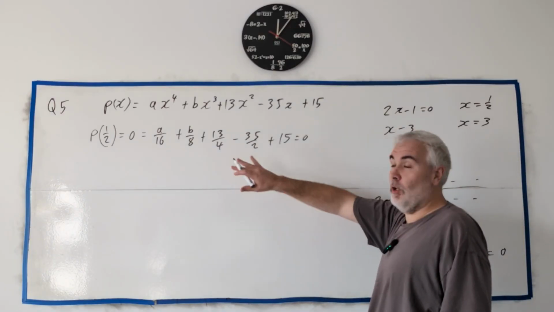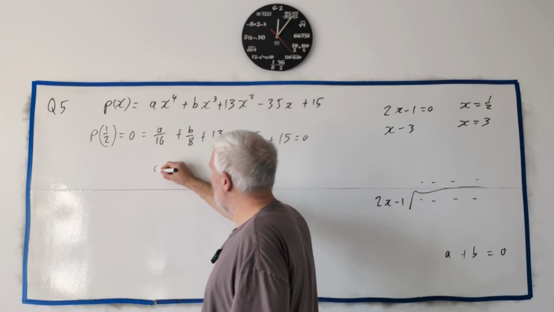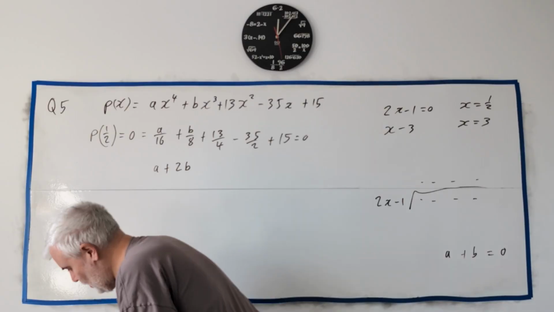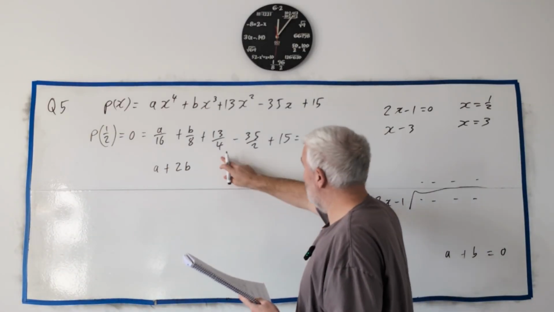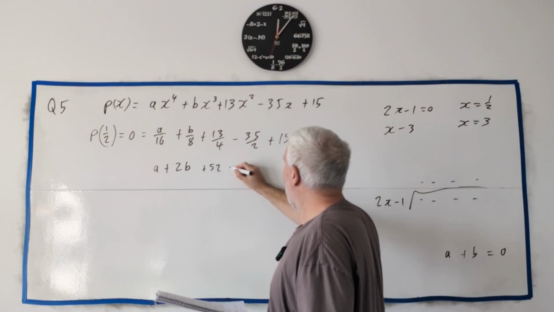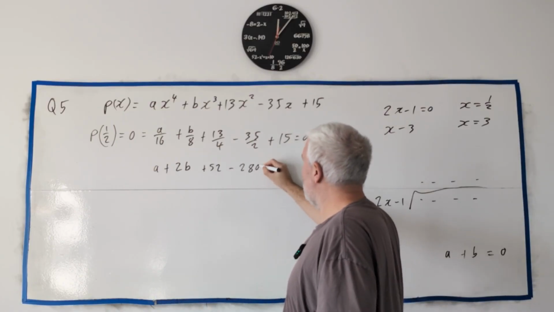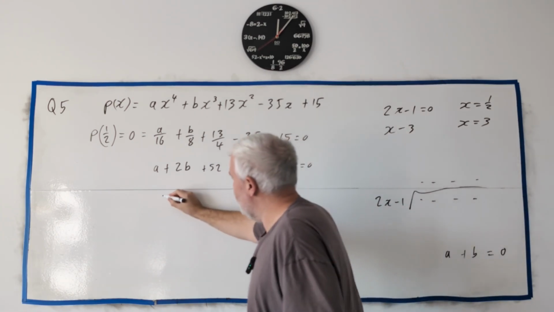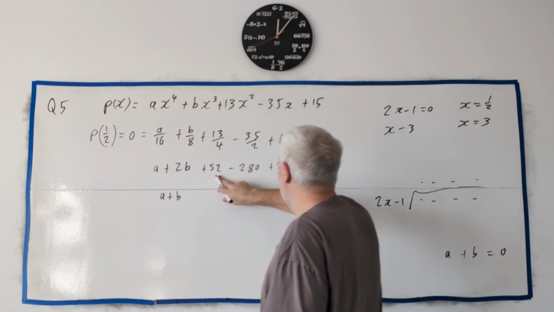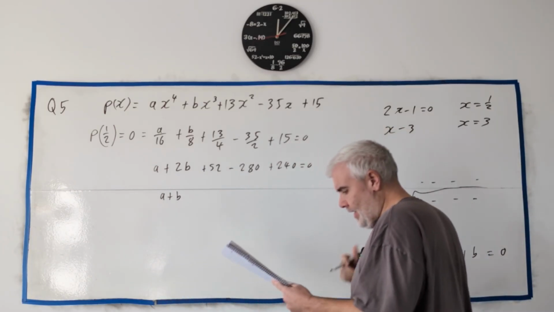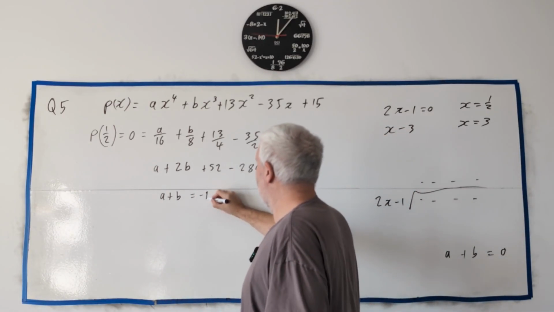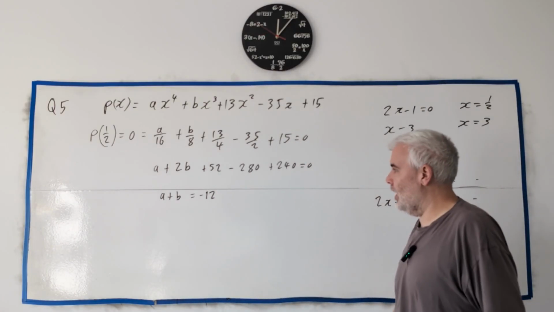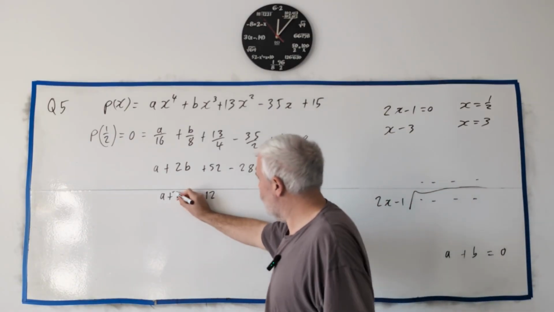We can clean this up a lot. Multiply everyone by 16. This becomes A. This becomes 2B. This becomes, let me just use my notes, 52. This becomes minus 280, and this becomes 240. Again, we can clean this up a little bit. A plus 2B. Move everything over to the right-hand side, and we'd get minus 12, I believe. Let me just double check that. Yeah, looks about right, minus 12.